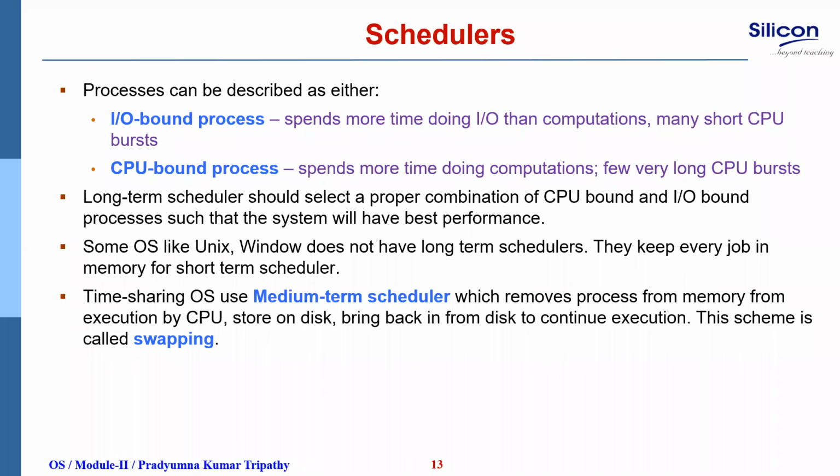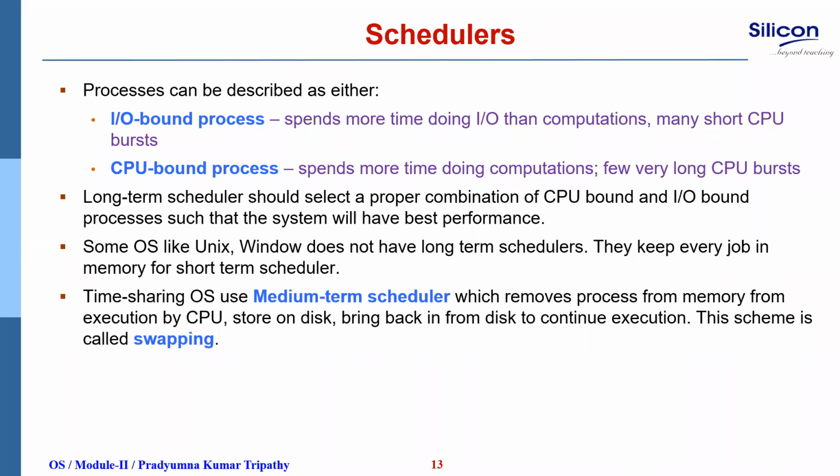So who will select it? The long-term scheduler will select it by looking into the program nature. By the nature of the program, the long-term scheduler will select which process requires more CPU cycles and which will require more IO cycles.